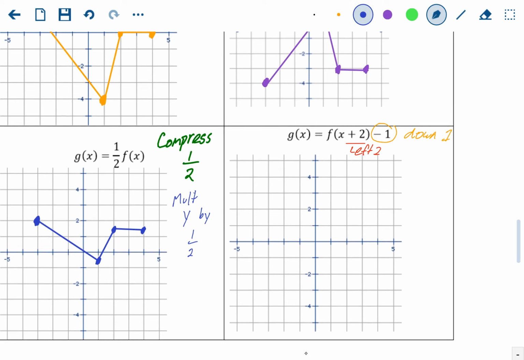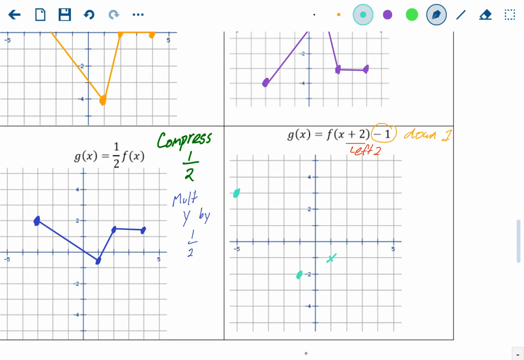All right, so the first point was negative 3, 4. So you take negative 3, and you take 2 away from it, which puts us at negative 5. Left 2 from negative 3 is negative 5. And then down 1 is going to move us to 3. So negative 5, 3. The next ordered pair, which was 1, negative 1. Okay. So it was here. And now from that point, we're going to go left 2 and down 1.